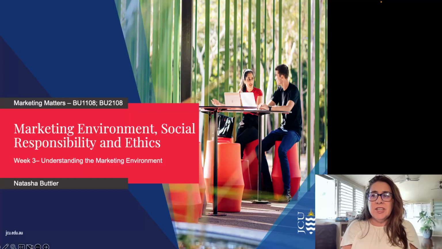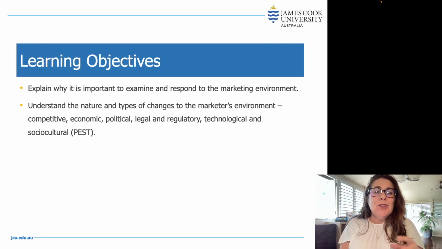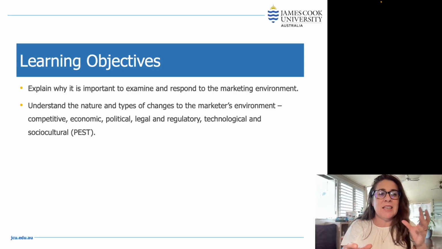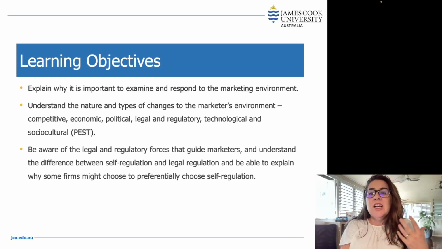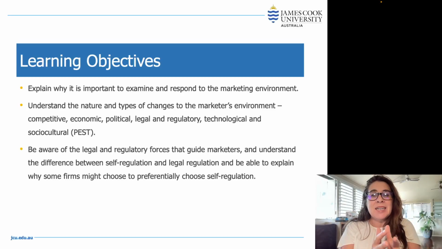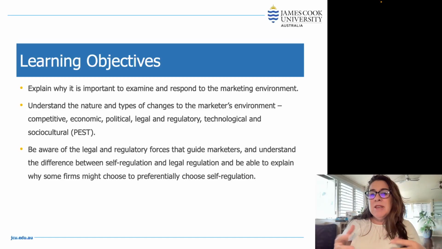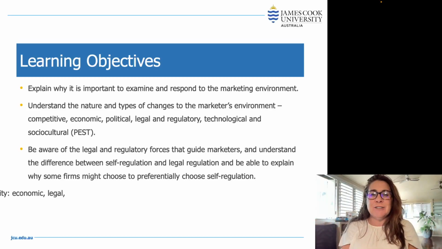So this week, our learning objectives are to be able to explain why it is important to examine and respond to the marketing environment. You're going to be able to understand the nature and types of changes to the market environment. So that's looking at that PEST analysis, the competitive, economic, political, legal and regulatory, technical and socio-cultural. You will be aware of the legal and regulatory forces that guide marketers and understand the differences between self-regulation and legal regulation, and be able to explain why some firms might choose self-regulation.